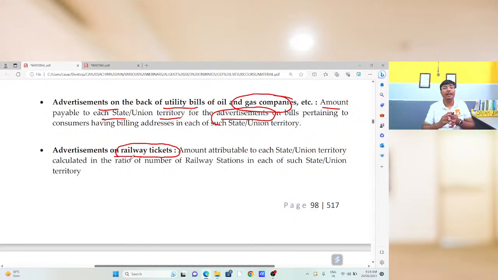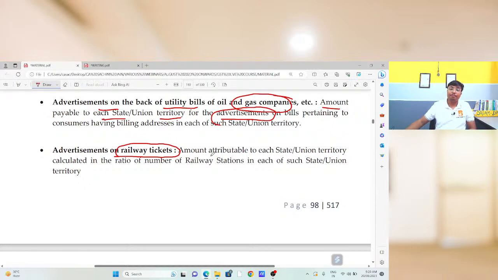When we buy railway tickets, e-railway tickets or manual or physical railway tickets, we find that on the back side of that ticket there are certain advertisements, regarding government schemes, regarding the COVID vaccine and all that. In that case, how are we going to distribute and decide the place of supply? For that purpose, the amount attributable to each state and union territory is calculated in the ratio of the number of railway stations.